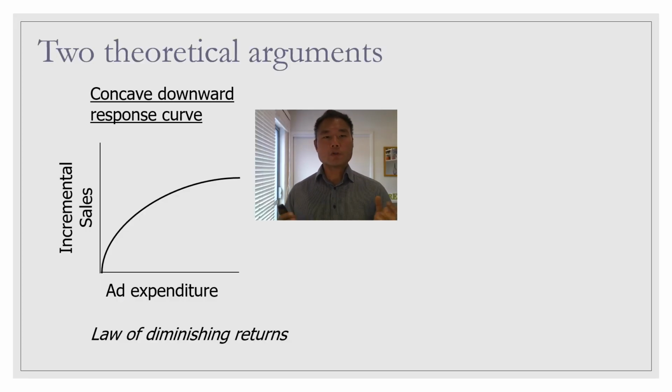So now I'm going to look at two theoretical arguments for when you decide to allocate budget to advertising. On the one hand, you have some people that follow this concave downward response curve. So this is the law of diminishing returns, and you'll see on the graph there that on the y-axis you have incremental sales, whereas on the x-axis you'll have the amount of money you spend on advertising. The people that believe in this argument suggest that you get your biggest bang for buck in the first couple of dollars spent on advertising, right?